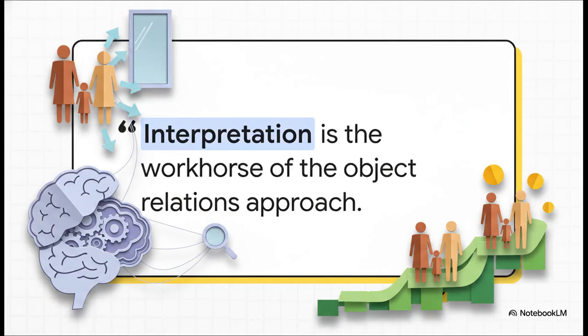Well, as the Scharfs state, interpretation is the workhorse of the object relations approach. The therapist adopts a stance of optimal visibility. They act almost as a blank screen. This allows family members to naturally project their unresolved early childhood relationships onto the therapist, a process you might know as transference. The therapist then carefully uses interpretations of this transference to make the family's unconscious patterns completely conscious. This gives the family the profound insight they desperately need to clear their own blockages and get back on a healthy developmental track.